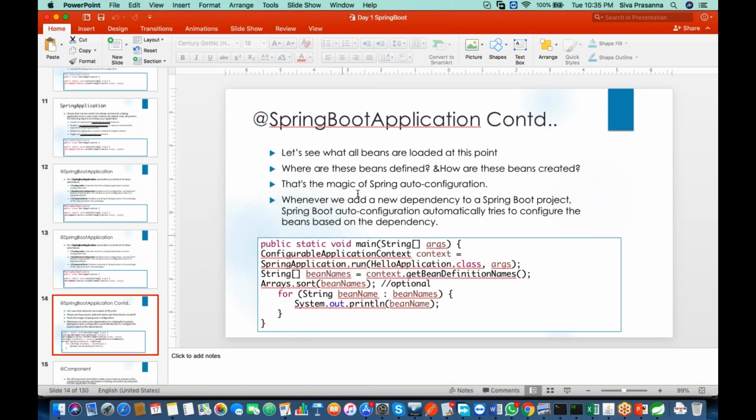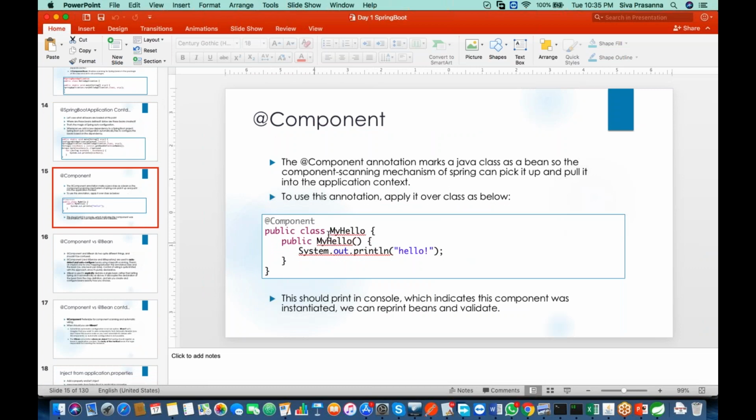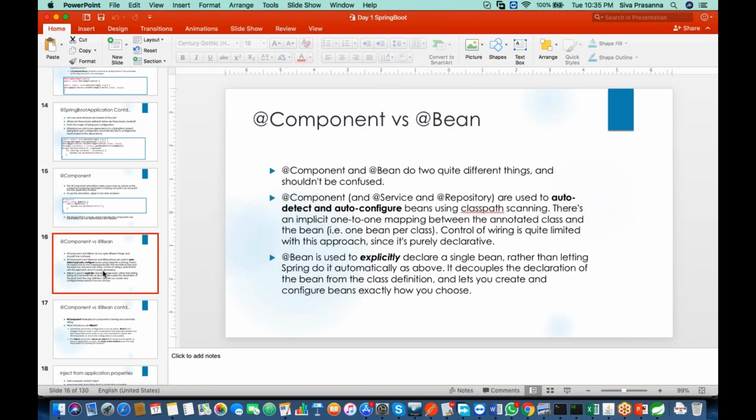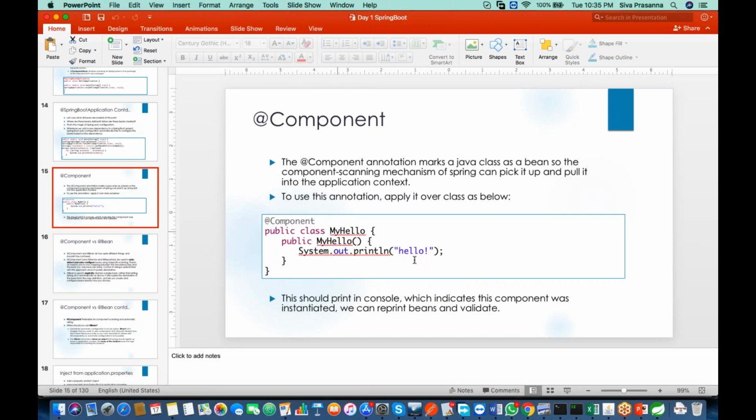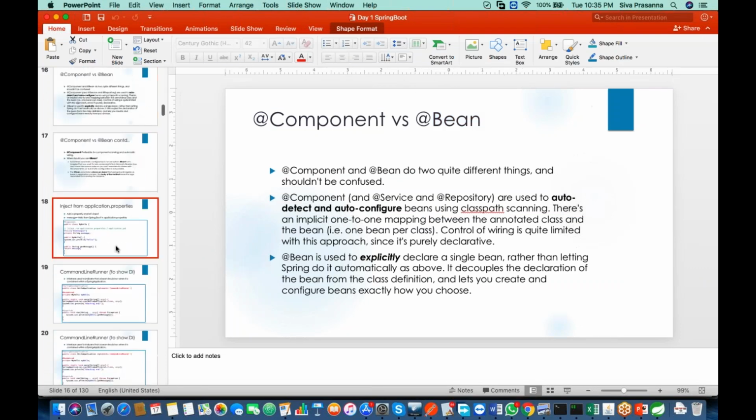For example, we will see what the default beans are which are loaded. Afterwards we have something like a component. How does that component really work? We will see how to print hello world, not like a simple print in a main method, which is a very common thing in Java. We will automate the print and see how this really gets loaded. What is the difference between a component and a bean? How are they different? We'll go step by step.